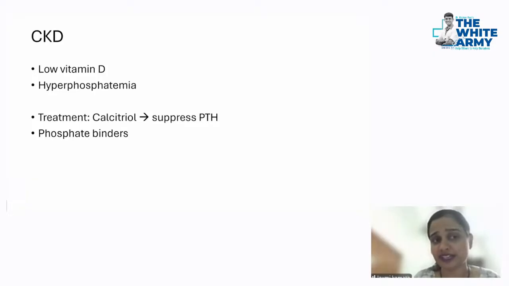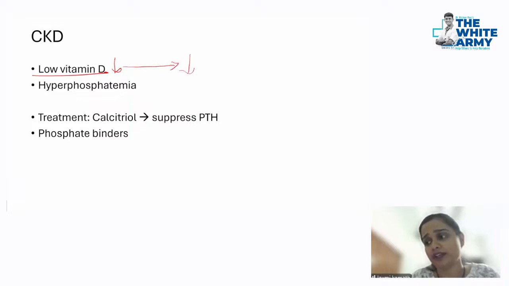Next, coming to CKD, that is chronic kidney disease. Now, in chronic kidney disease, what is the problem? We know that the kidney has 1-alpha hydroxylase. So obviously, if chronic kidney disease is there, the 1-alpha hydroxylase levels will also be less, thereby the active form of vitamin D will be low. Because the active form of vitamin D will be low, automatically calcium will be low, automatically phosphorus will also be low. But there is a catch here.